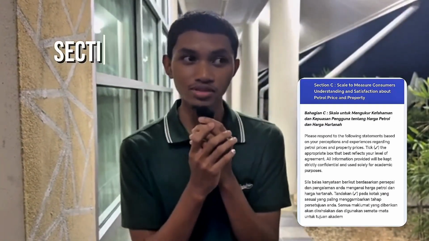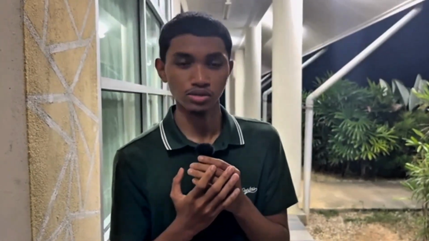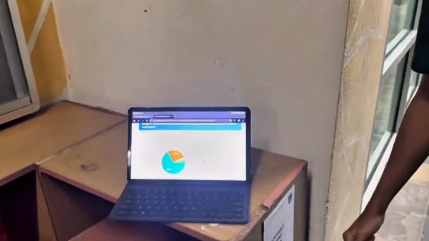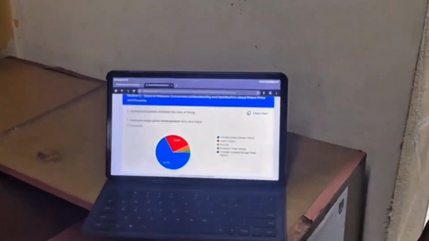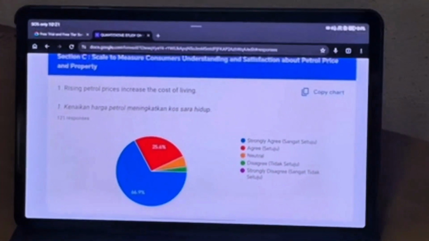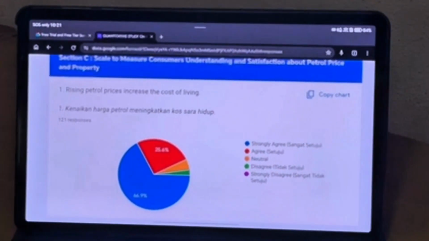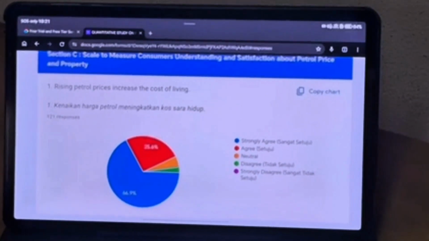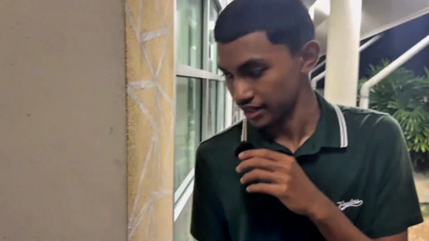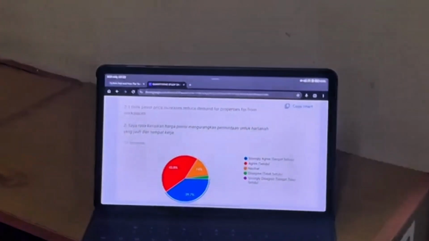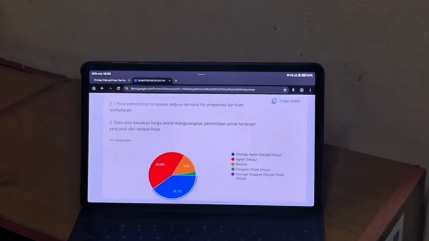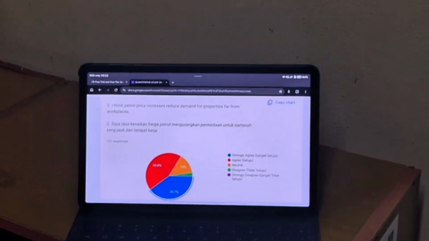Section C is where we scale the measurement of people's preference and satisfaction regarding petrol prices and property in Malaysia. As we can see in the graph, the question is: rising petrol prices increase the cost of living? Apparently, most people strongly agree with this statement, showing that petrol prices do affect the cost of living. The second question stated, I think petrol price increases reduce demand for properties far from workplaces. The graph shows that most people agree with the statement, and in second place we have strongly agree, showing that people are aware of the problem.